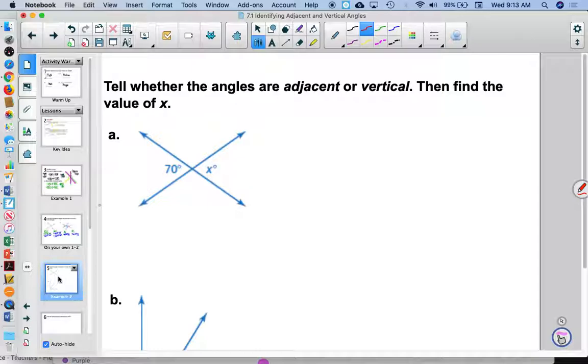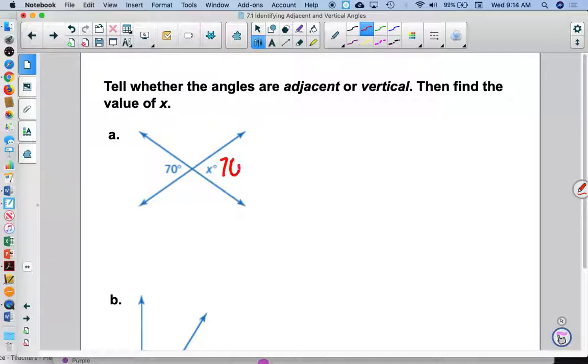Tell whether the angles are adjacent or vertical, then find the value of x. Well, what do we got here? With these two angles that they have marked on number 1 there, are they vertical or adjacent? They're vertical. So what do you know about vertical? What's the measurement of x? 70 degrees. Good job. Because by definition, vertical angles are congruent.